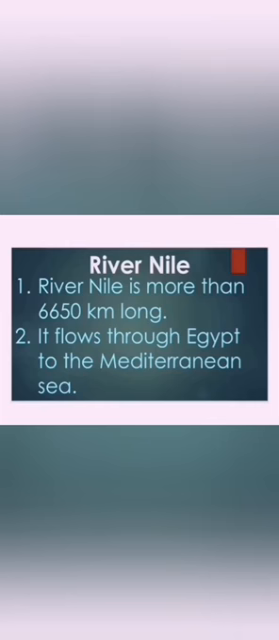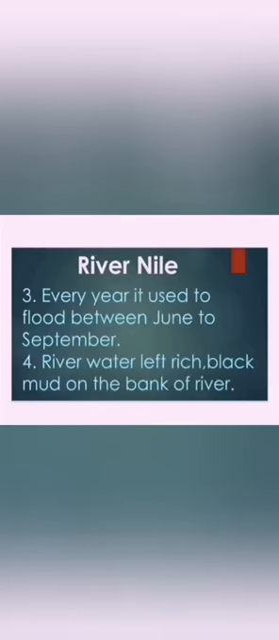Okay class, now I will tell you more facts about River Nile. So, River Nile is more than 6,650 km long. It flows through Egypt to the Mediterranean Sea. And a very interesting fact is that every year River Nile used to flood between June and September, and the flood water left rich black mud on the bank of the river, which is good for growing crops and making bricks.